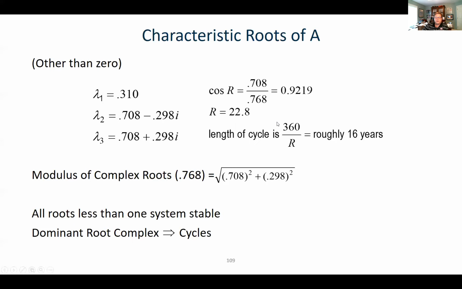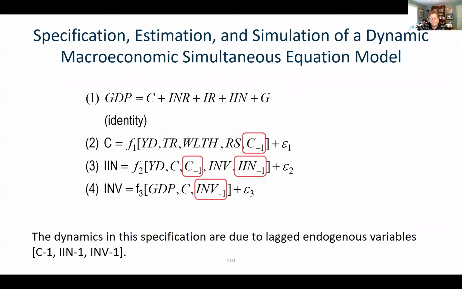Therefore, we're in a position to calculate the length of the cycle, because we know that the system will converge after it is shocked and it'll move back to equilibrium, but after a period of time, and that period of time will correspond to cycles. And it turns out that Klein was the first to suggest that the economy actually cycles roughly every 16 years once we depart from equilibrium. All because of the econometrics here.